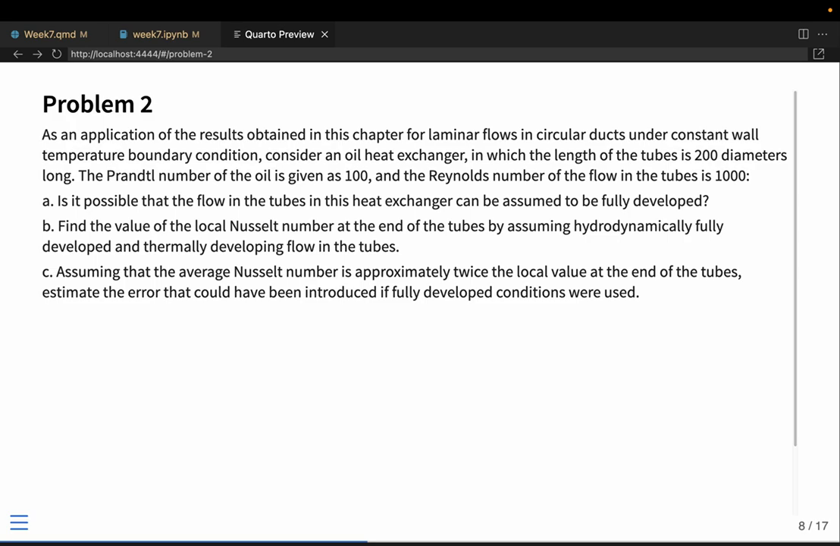Is the question clear? Yeah, I guess the question is clear. So these are the values that are provided in the problem. How do we check if it is fully developed or not?